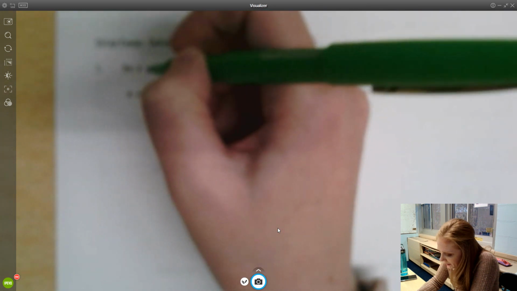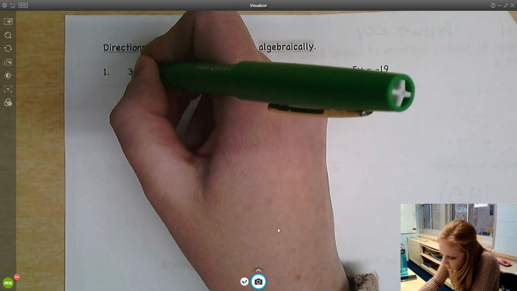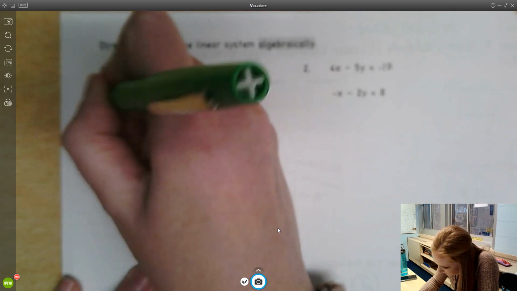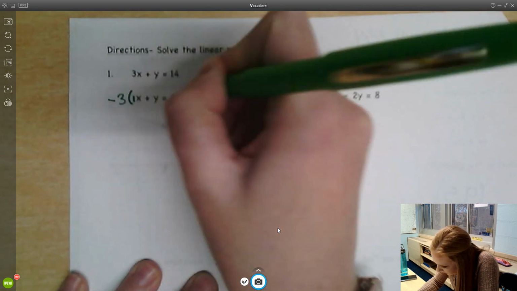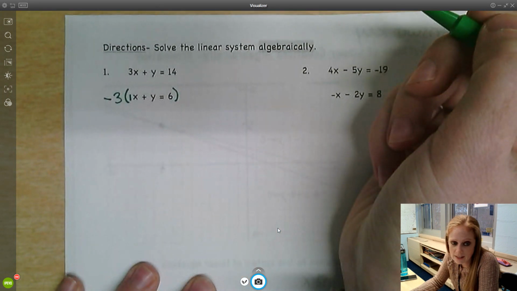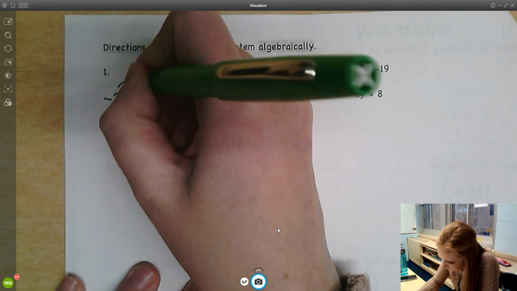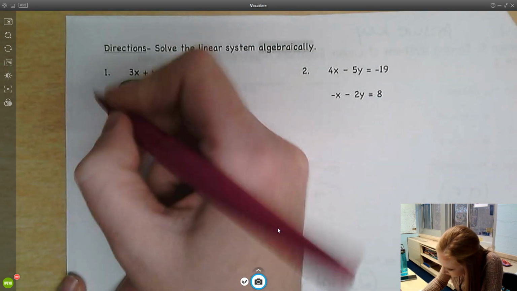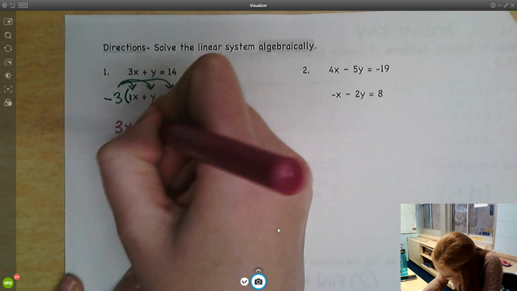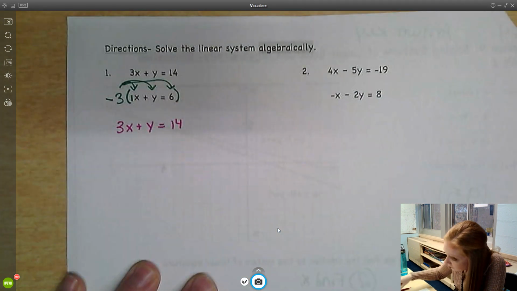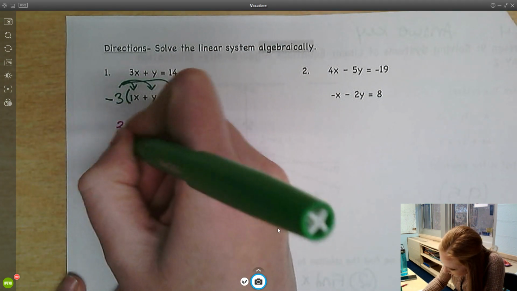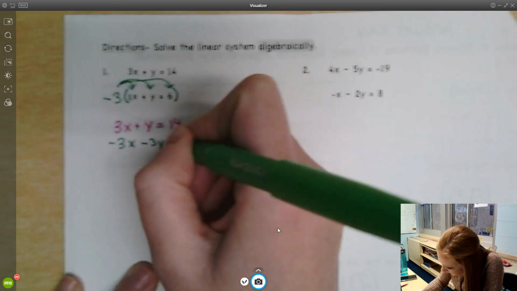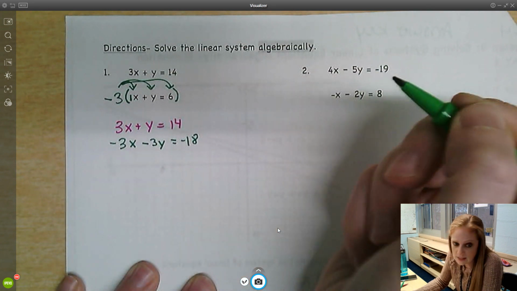Let's see. I'm going to manipulate my x's here. So if this is 3x, I want this one to be a negative 3x. So in order to do that, this is 1x right now. So I'm going to have to multiply everything in that second equation by negative 3. I'm going to rewrite my first equation. We'll do that in pink. And then my second equation is now going to be negative 3x minus 3y equals negative 18.